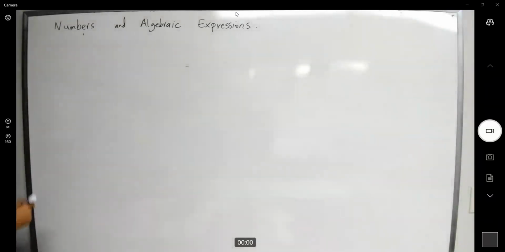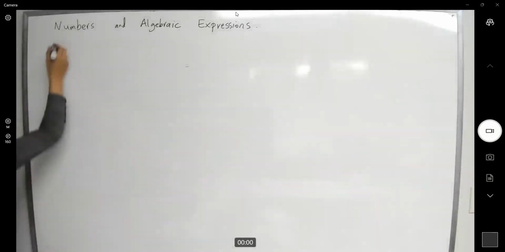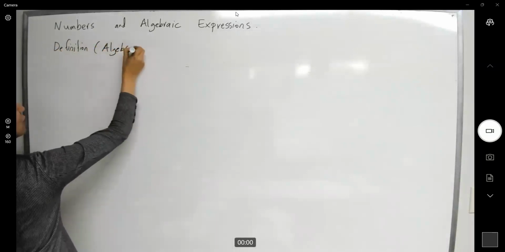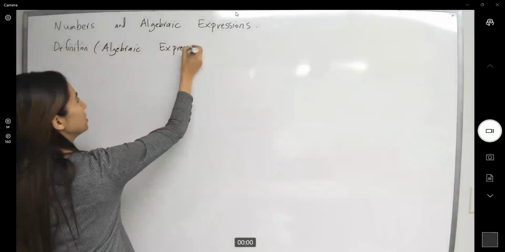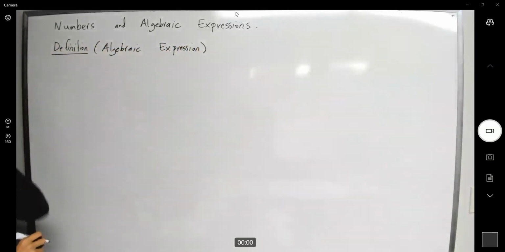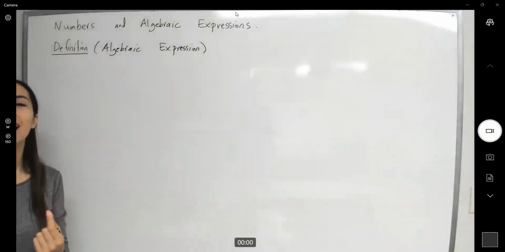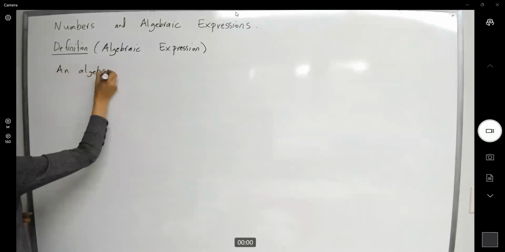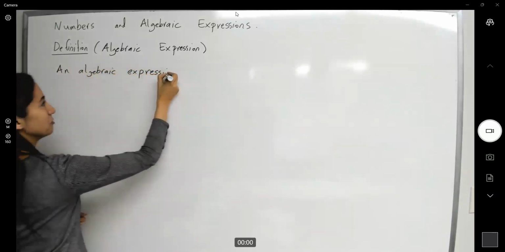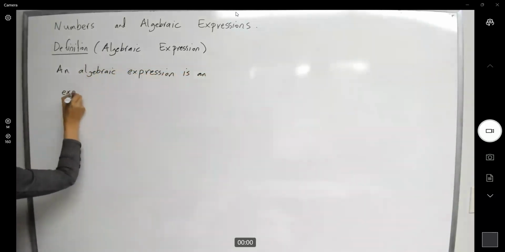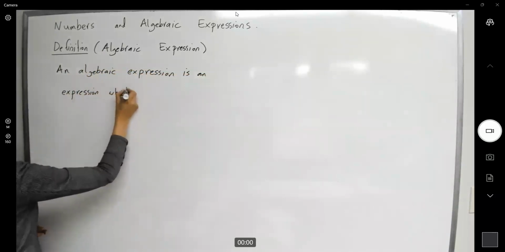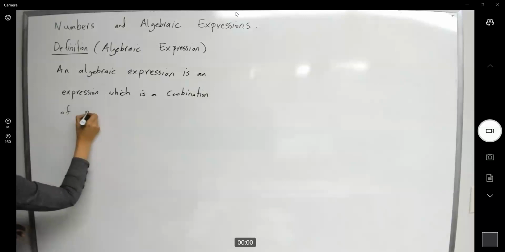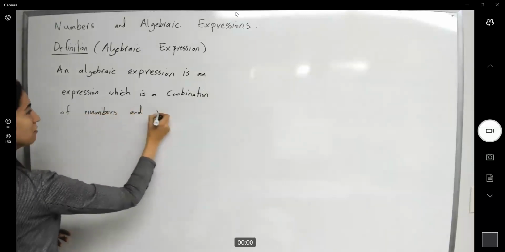Well, after introducing the operations between numbers, we're interested in defining some expressions. Very good. When it comes to expressions, we define an algebraic expression this way. Definition of algebraic expression: an algebraic expression is an expression that has a variable involved in it. It is an expression which is a combination of numbers and variables.